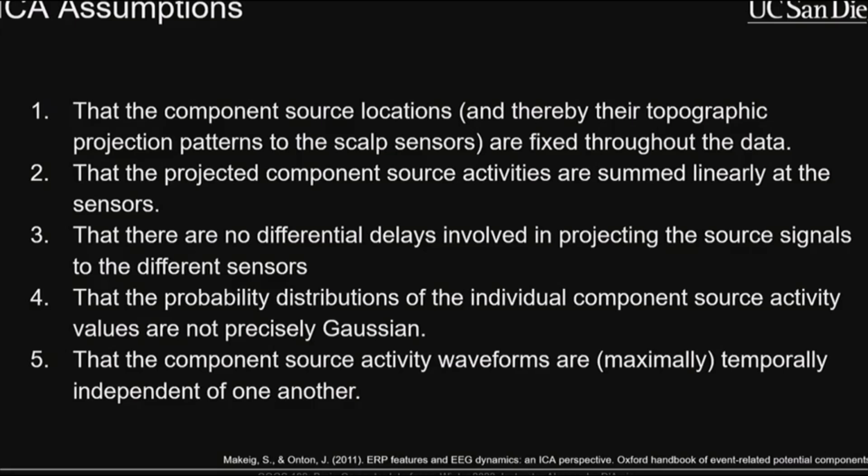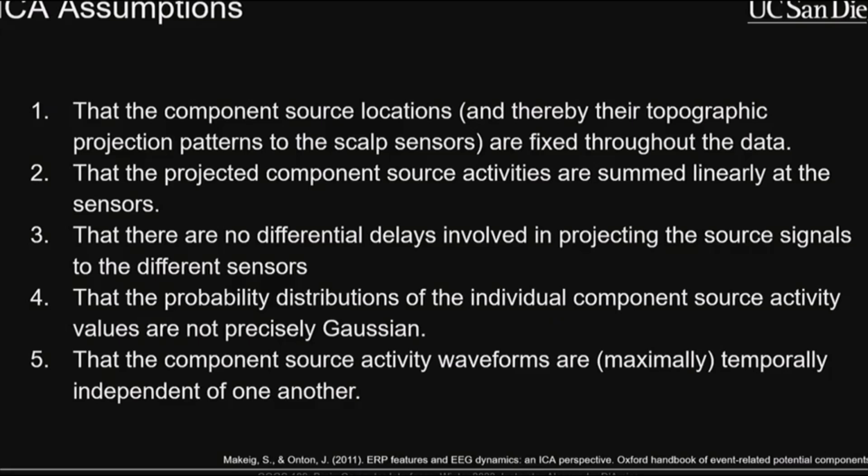Third, there are no differential delays involved in projecting the source signals to the different sensors. This also shouldn't be a problem because all of our signals are propagating at essentially the speed of light. It's slightly slower, there are very minute variations, but in terms of the sampling rates that we're picking up, there's no delay across different channels. This would be different, for example, if you're trying to do the real cocktail party problem in a really large room, because sound is a lot slower than light and electricity, in the medium of air at least. In that case it might not be valid, but for EEG, it's okay.